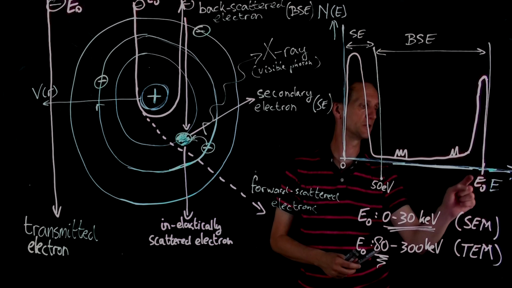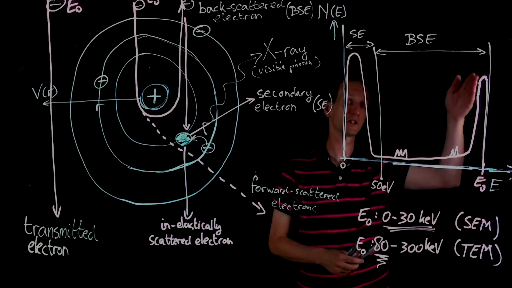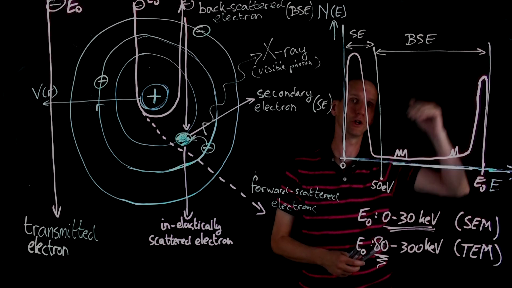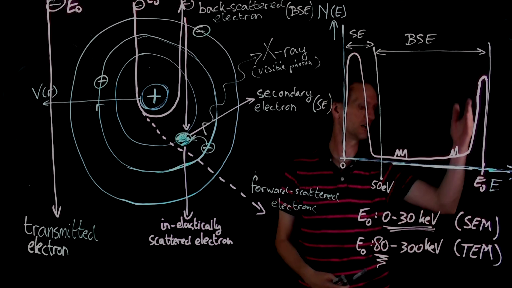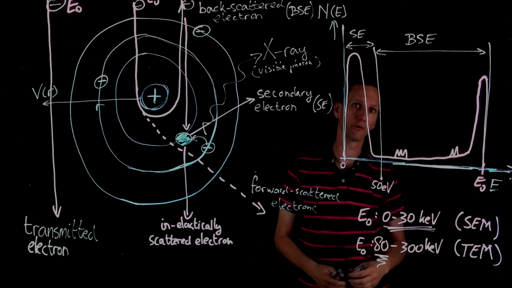So for SEM, this is maximum 30 kV with backscattered electrons exiting the material at 30 kilo electron volt, while in TEM, backscattered or forward scattered electrons may still have an energy of around 300 kV.